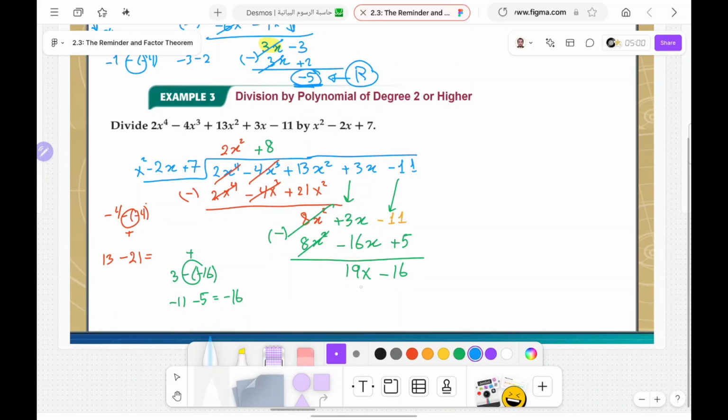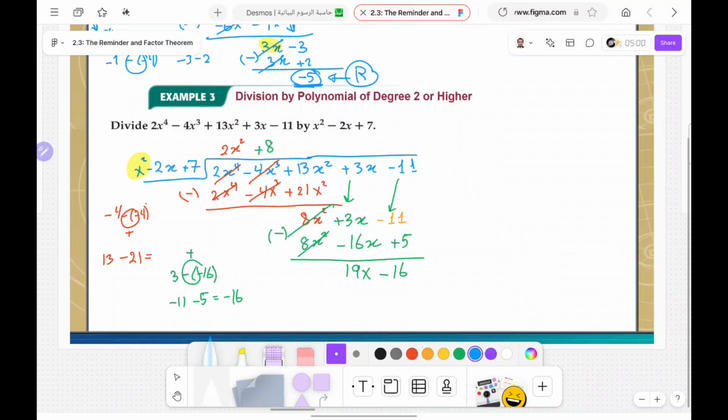As you can see, if I take the first term, which is x squared, and I divide it into the first term here, 19x, I can see that the denominator has a greater power than the numerator. So when I reach a step where the denominator has a greater power than the numerator, I stop doing long division. This is the final answer.